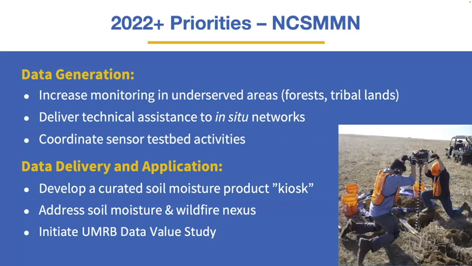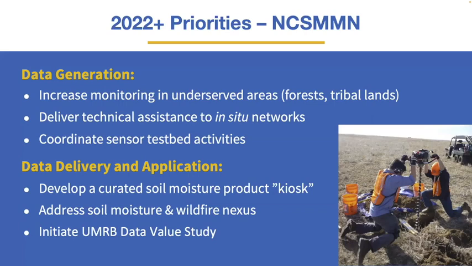And we're starting by at least getting them systematically documented. And then the hope is that we can actually do some research and get some papers that do some more consistent comparison work. We want to address the soil moisture and wildfire nexus. Again, some of these presentations you've seen reflect our recognition of how important that is and how we can utilize and harness soil moisture to make a difference in that field. And then initiating this data value study that I mentioned.